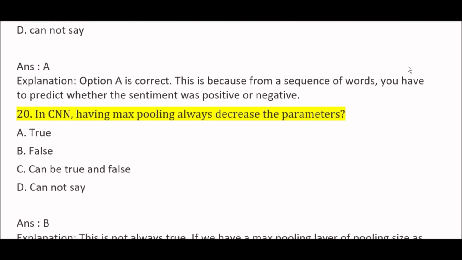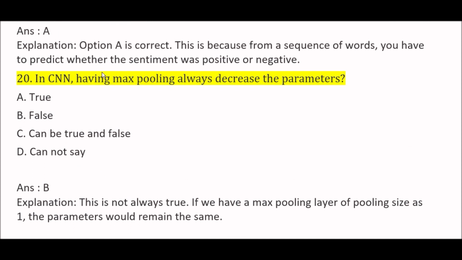Okay, next question. In CNN, having max pooling always decreases the parameters. Option A, true. Option B, false. Option C, can be true or false. Option D, can't say. The right answer here is option B, false, because this is not always true. If we have a max pooling layer with pooling size of 1, the parameters would remain the same.